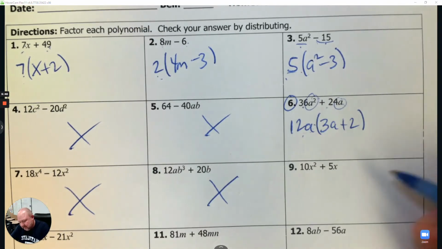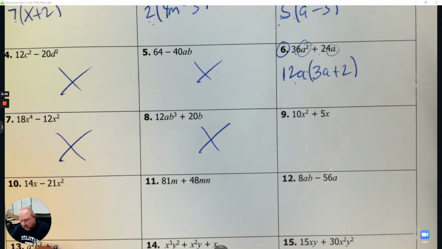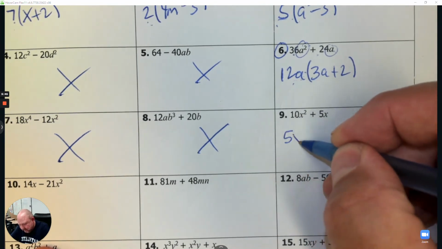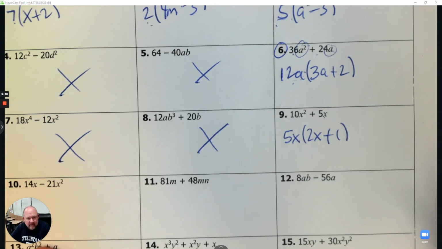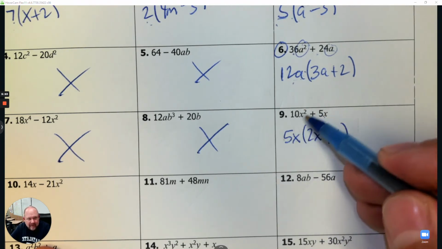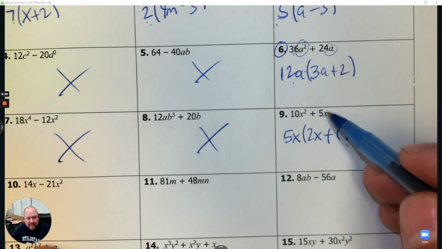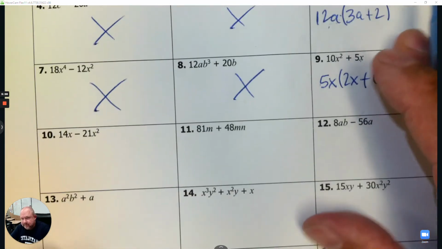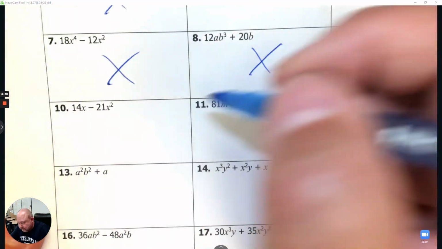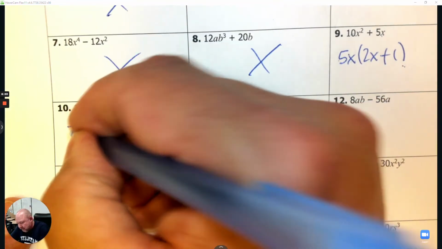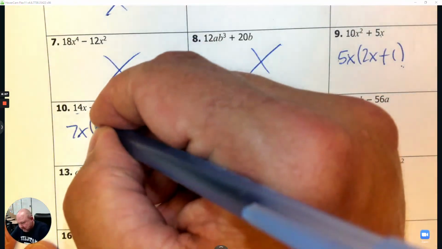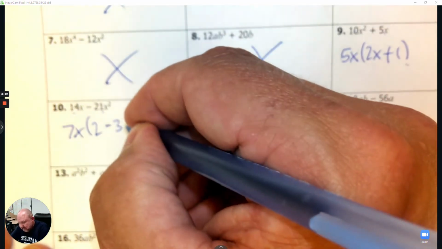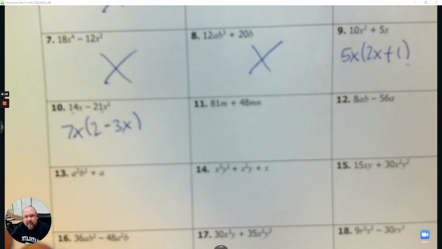Right, these are done. Look at number 9. What do they have in common? 5, divide, and divide. And you have your answer. So 10 divided by 5, subtract. 5 divided by 5. When you subtract the x's, that's 0. Number 10. All right, what number do they both have in common? And the least x. And then divide. That's 2. And then divide. That's minus 3. And 2 take away 1 is 1x.